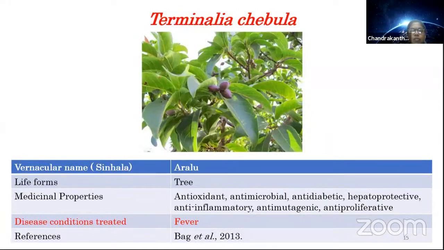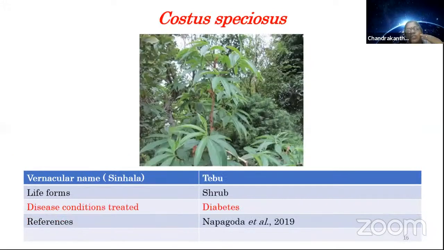This is another wild plant, for which very recent research in 2013 has shown antioxidant, antimicrobial, antidiabetic, and many other medicinal properties. It's just a wild plant. And if you look here, some of the other shrubs, which are very, very famous for diabetes, have again been proved in research by 2019, very recently, to be effective against diabetes.